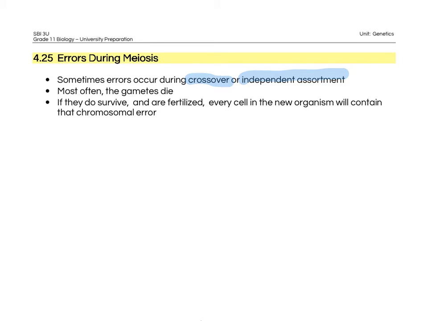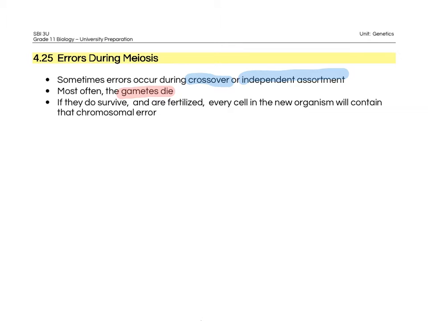Nature generally takes care of this because typically the gametes that result from this process where there are errors will die. And so they will never become a part of a viable zygote that will go on to become a human being, or if we're talking about other species as well.